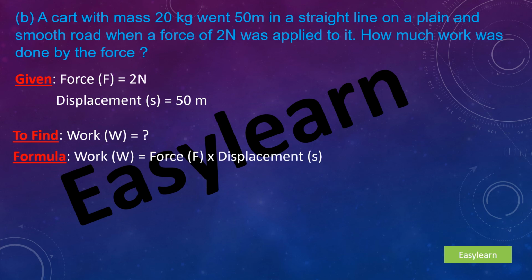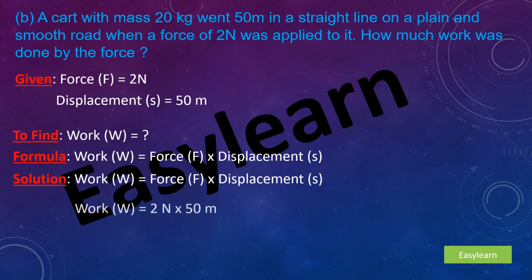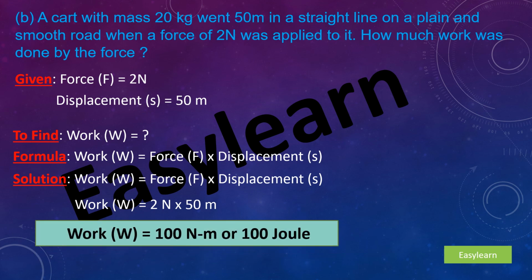The formula is work is equal to force into displacement. Solution. Work is equal to force into displacement. Therefore work is equal to 2 Newton into 15 meter. Therefore the work done W is equal to 100 Newton meter or 100 joule.